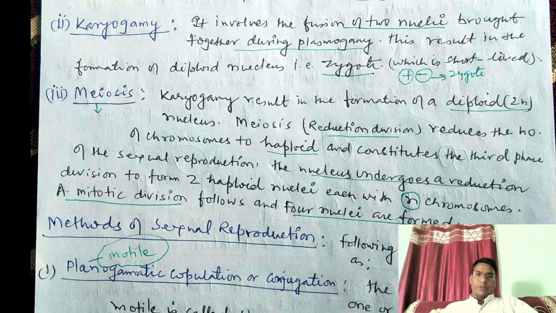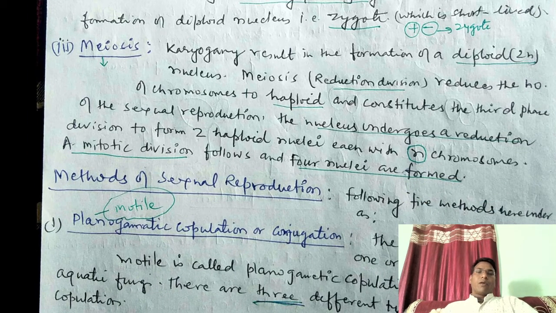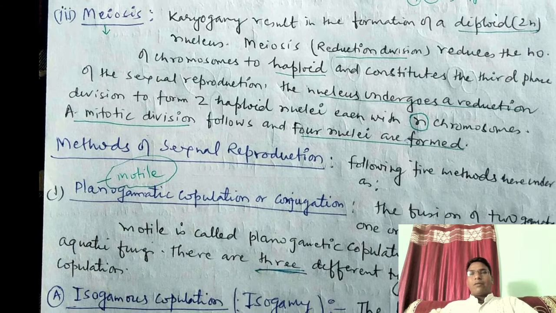sexual reproduction. The nucleus undergoes a reduction division to form two haploid nuclei, each with n number of chromosomes. A mitotic division follows and four nuclei are formed.